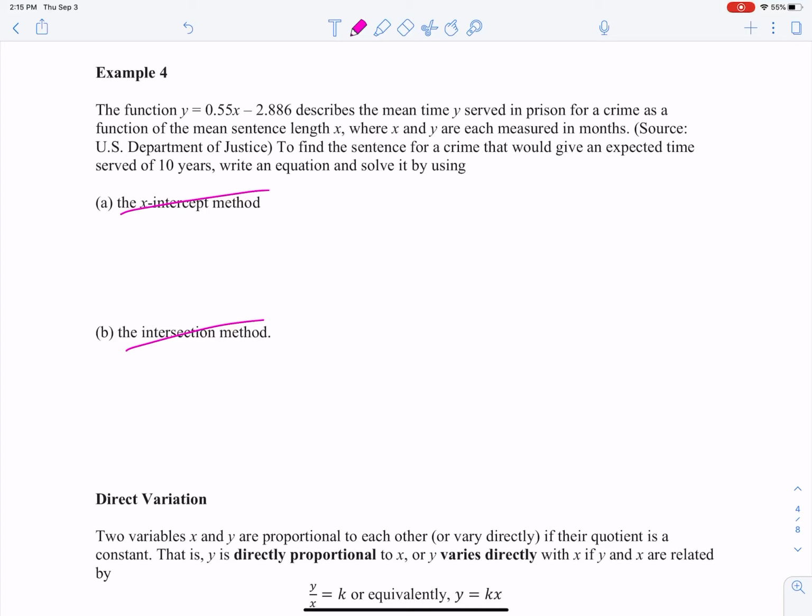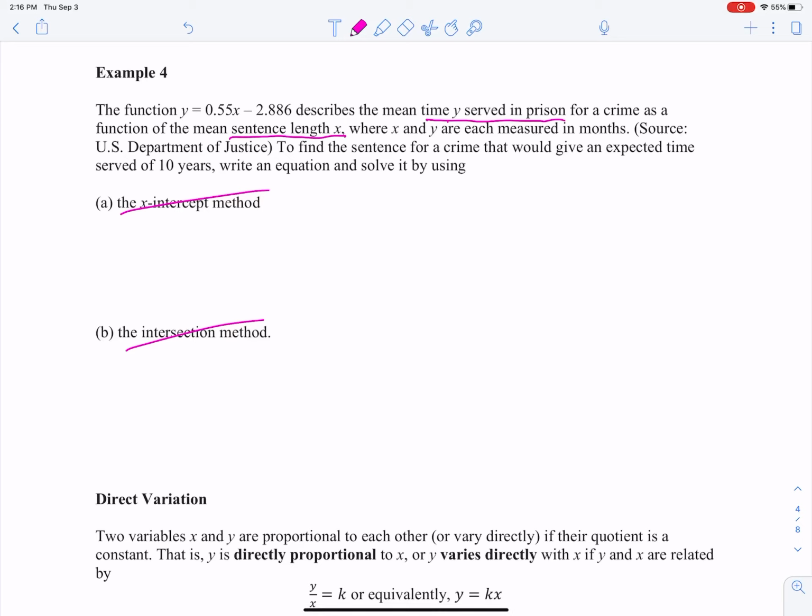All right, so here's the example. The function y equals 0.55x minus 2.886 describes the mean time y served in prison. So y is time served in prison for a crime as a function of the mean sentence length, x.